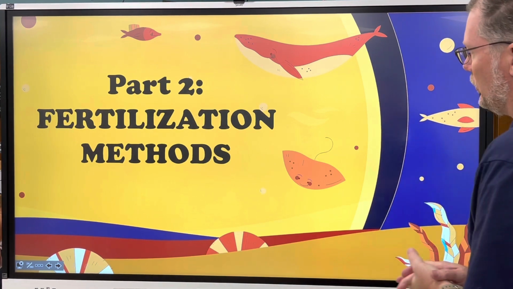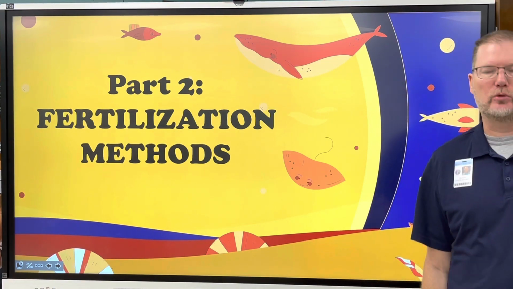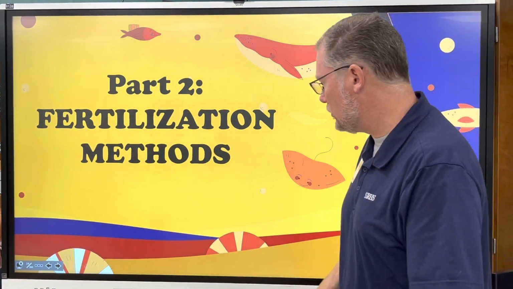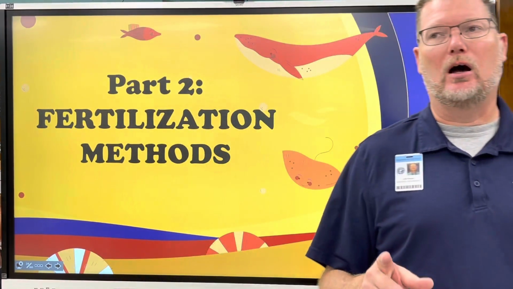Okay, we are on part two of our fisheries for the future notes, and this is fertilization methods. So we're going to go through about 25 more slides. Things are going to get a little faster when we go into the next couple of parts, because we do have 250 or so, 280 actually, slides to go through, but some of them are really fast.